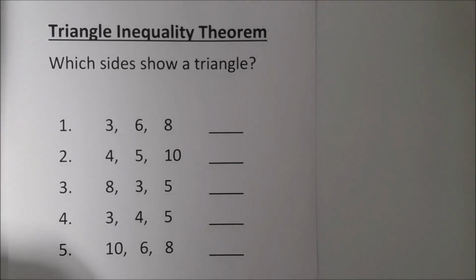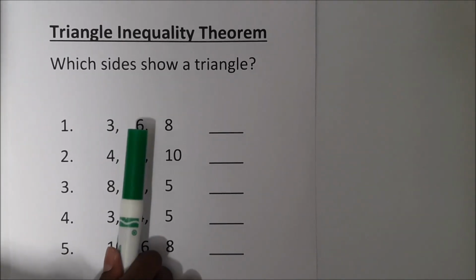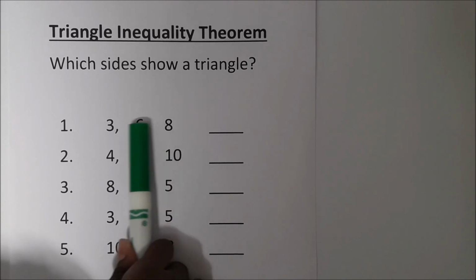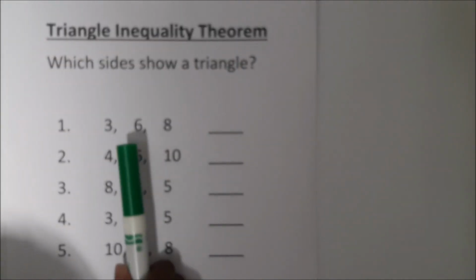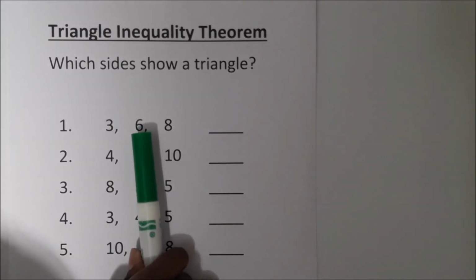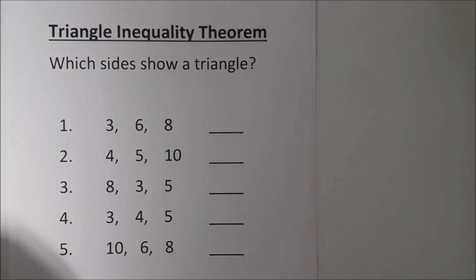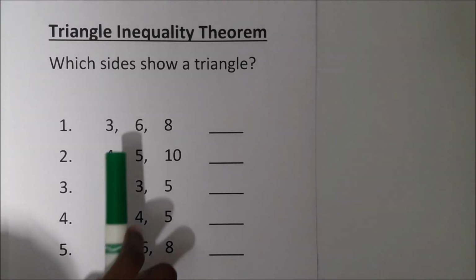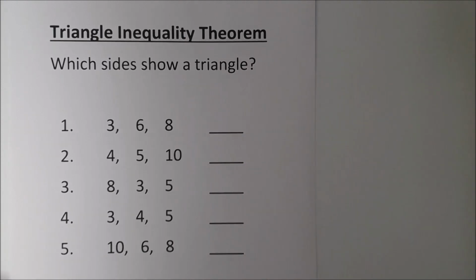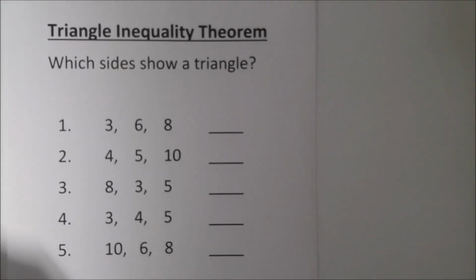Go ahead. Add 3 and 6, which is 9, and 9 is greater than 8. Then add 8 and 3, which is 11, and 11 is greater than 6. And add 6 and 8, which is 14, and 14 is greater than 3. Okay, so if you add any two sides, it must be greater than the other side.